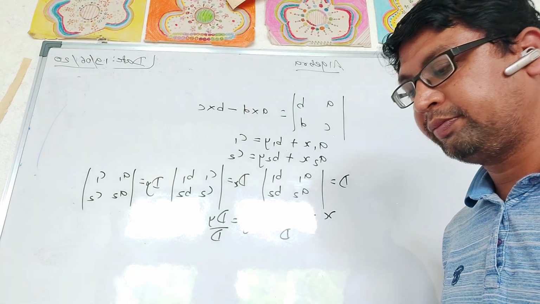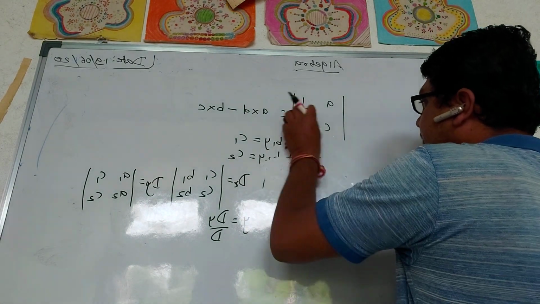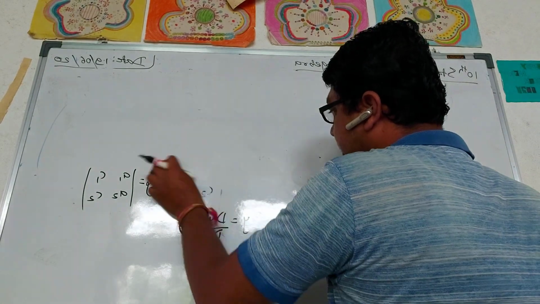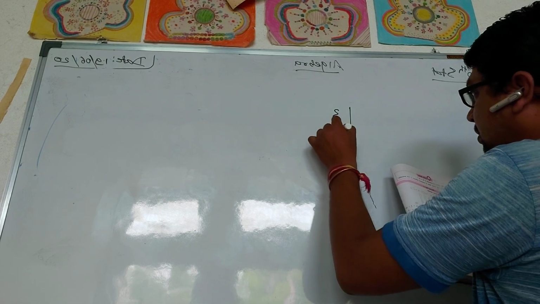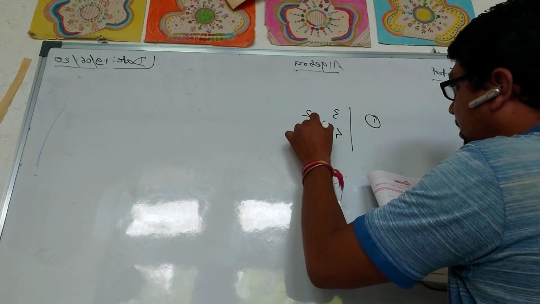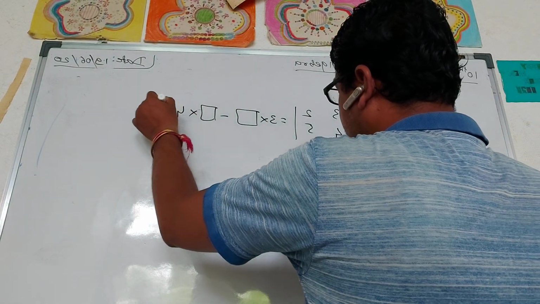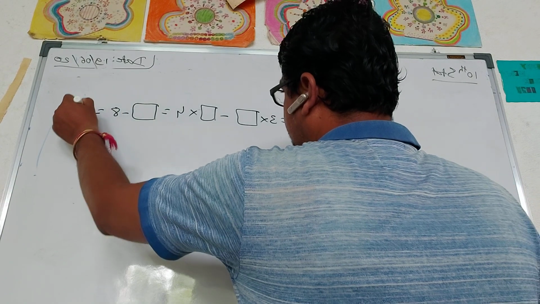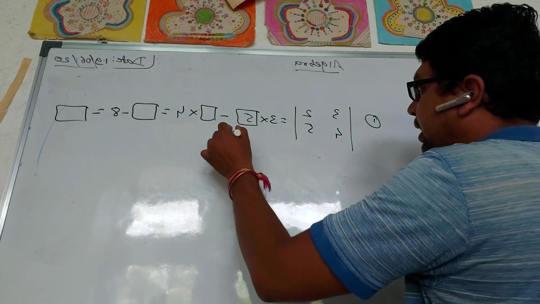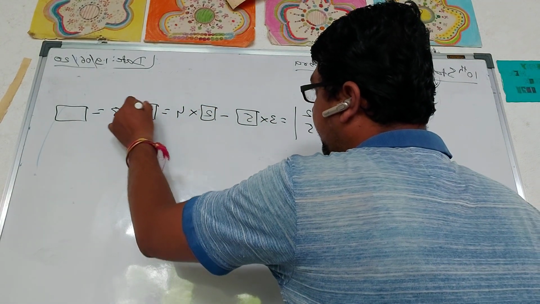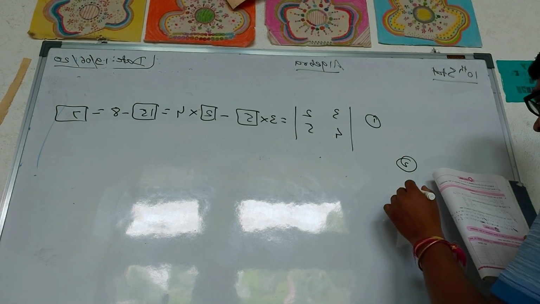In practice set 1.3, the first question is fill in the blanks. That is an activity. So I'll write this: 3 4, 2 5 is equal to 3 into box minus box into 4 is equal to box minus 8 is equal to box. So put the values here, 3 into 5 and then 2 into 4, that is 15 minus 8, which is 7.